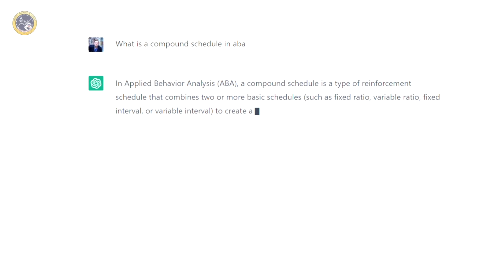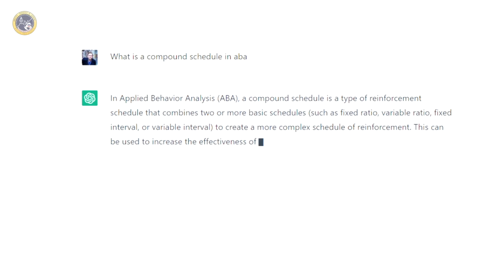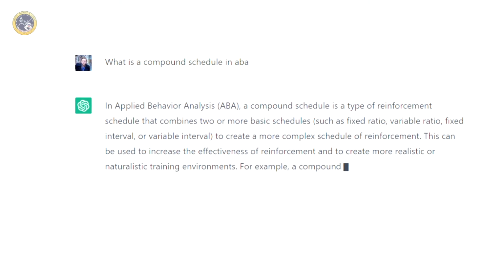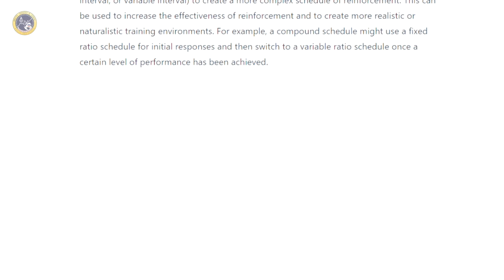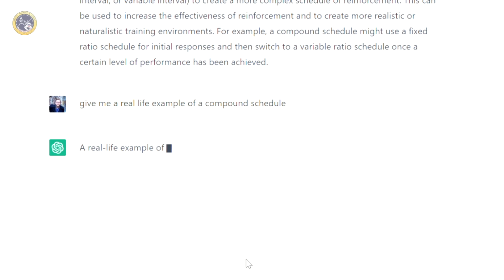Now I could look up a definition anywhere, right? That's as simple as Googling. But I want to see what's a real example. So now that I have that in there, I can ask it, give me a real life example of a compound schedule. So then it'll start generating a real life example for you.